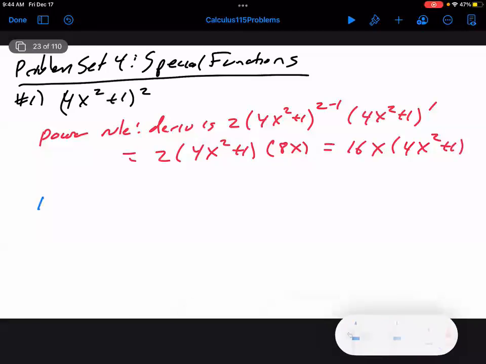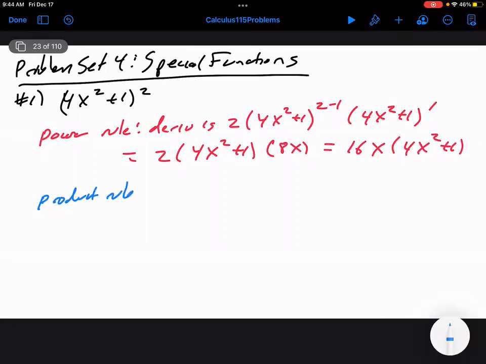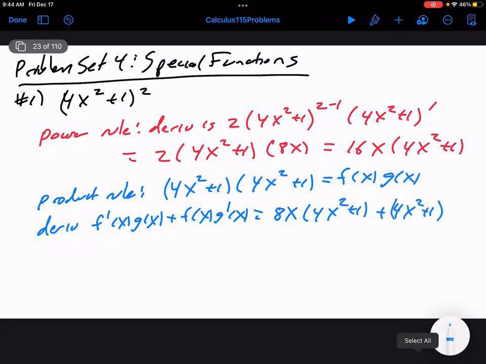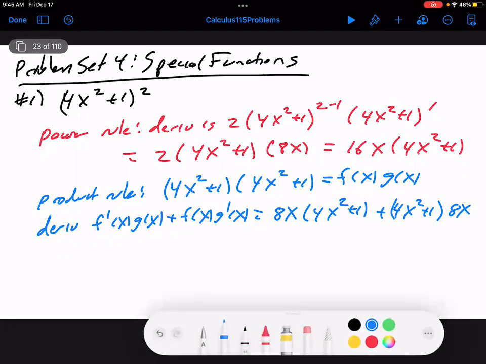Another way to solve it is the product rule. We can write this as (4x squared plus 1) times (4x squared plus 1). If we write that as f of x times g of x, the derivative is f prime of x g of x plus f of x g prime of x. So here, f prime is going to be 8x from what we said earlier, times (4x squared plus 1) plus (4x squared plus 1) times 8x. And not surprisingly, when you add that up, you get 16x times (4x squared plus 1).